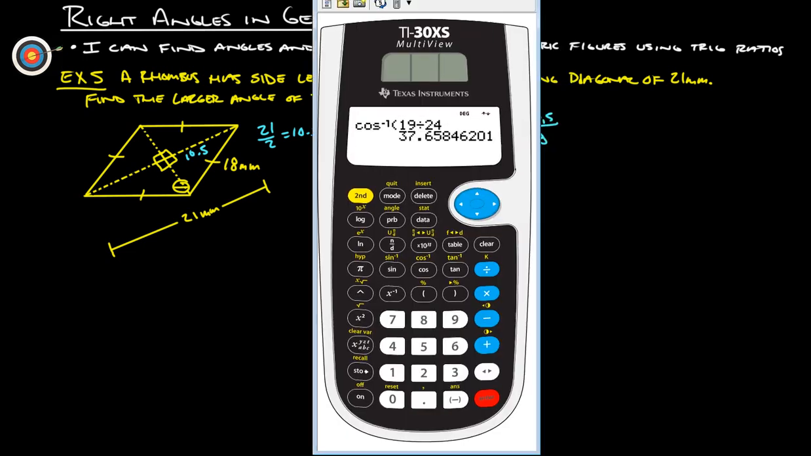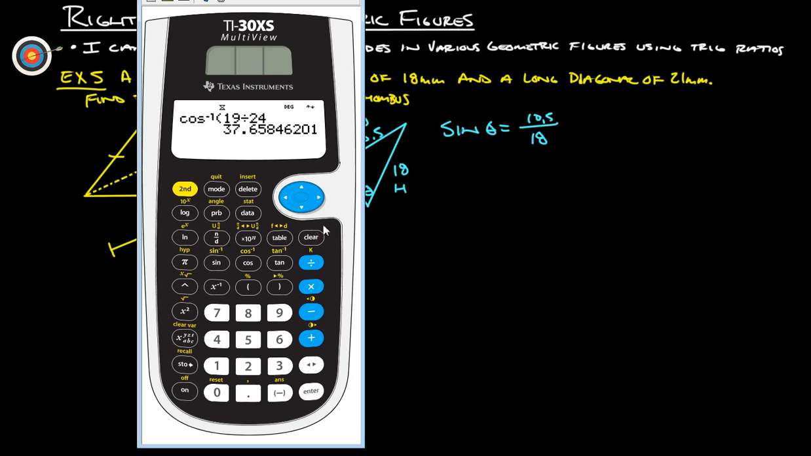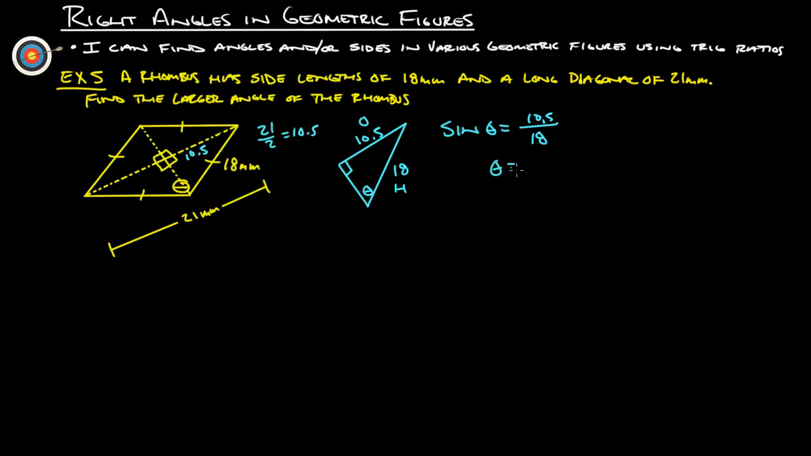Okay, so we will use our calculator to figure that out. So we're looking for an angle, second sine of 10.5 divided by 18. And that gives us 35.68 or 35.7. So theta equals 35.7 degrees. Okay, and then we got to double that because that's only half of the angle, right? To figure out what our actual theta is.